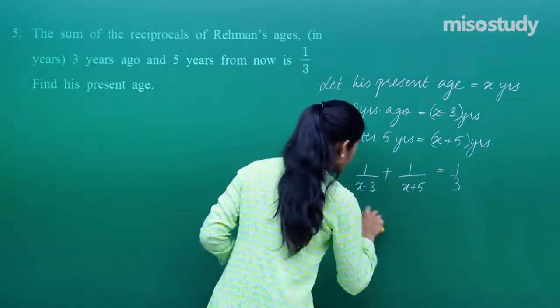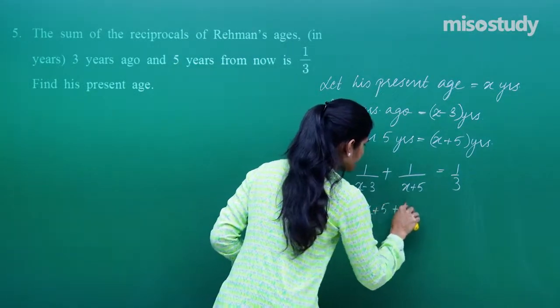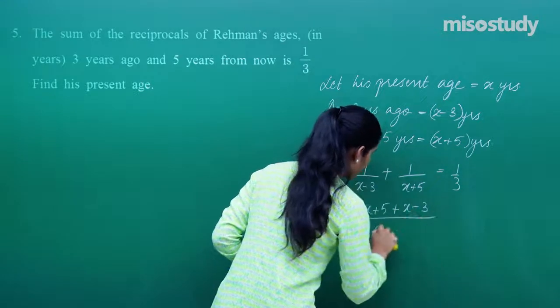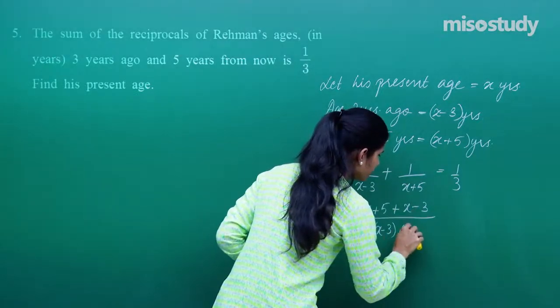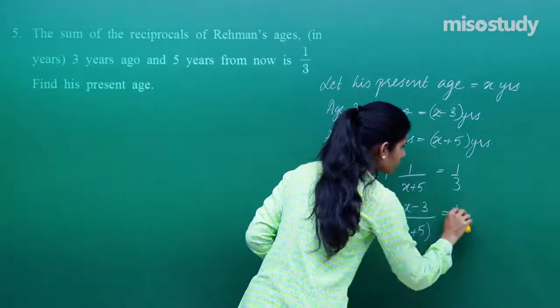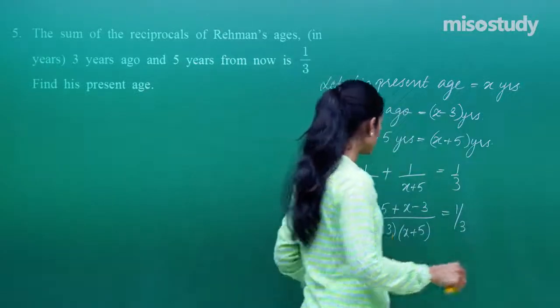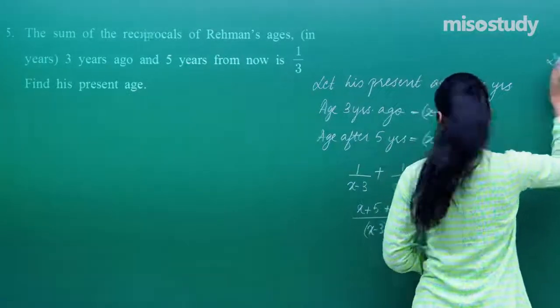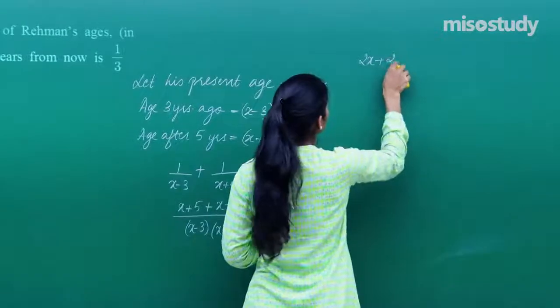Okay, let's find out the LCM. This would be x plus 5 plus x minus 3 whole upon x minus 3 into x plus 5. This is 1 by 3. X plus x gives you 2x. 5 minus 3 gives you 2.